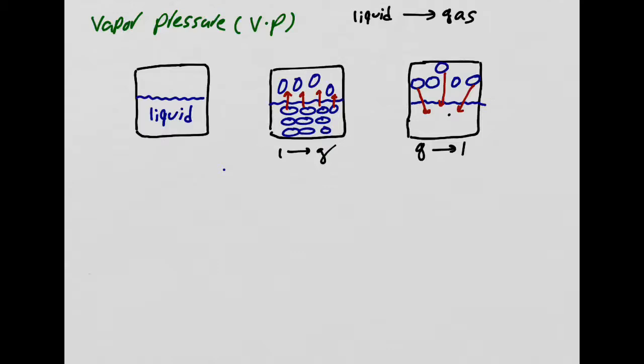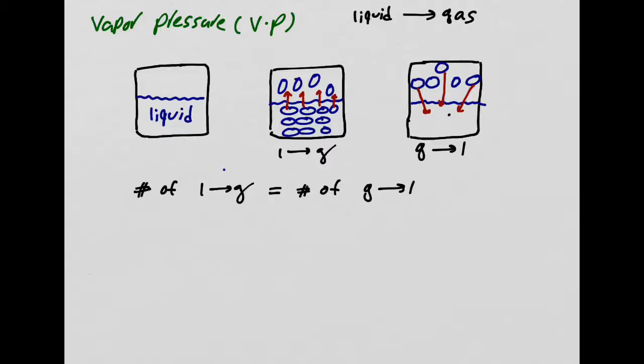Now, at some point, the number of molecules that go from liquid to gas is going to equal the number of molecules that go from gas to liquid. So at some point, the number of molecules that go gas to liquid and liquid to gas are going to be equal. And at that point, it creates a pressure. And we're going to call that pressure a vapor pressure.